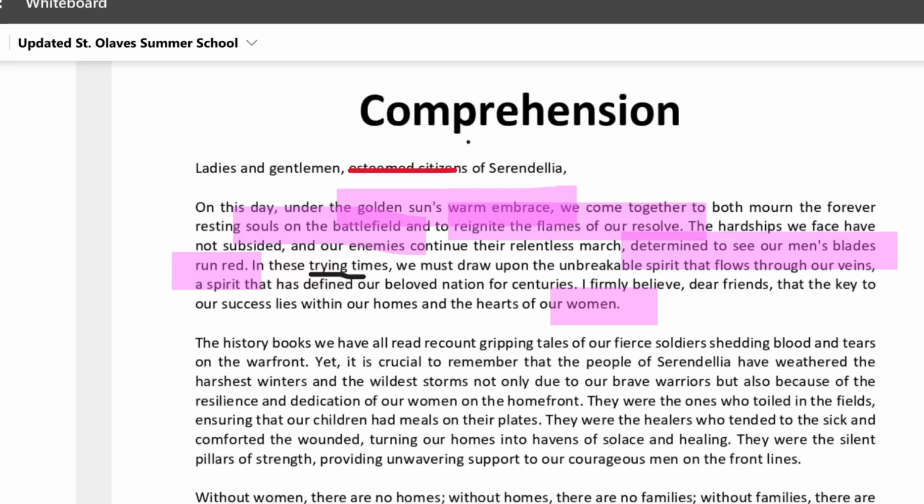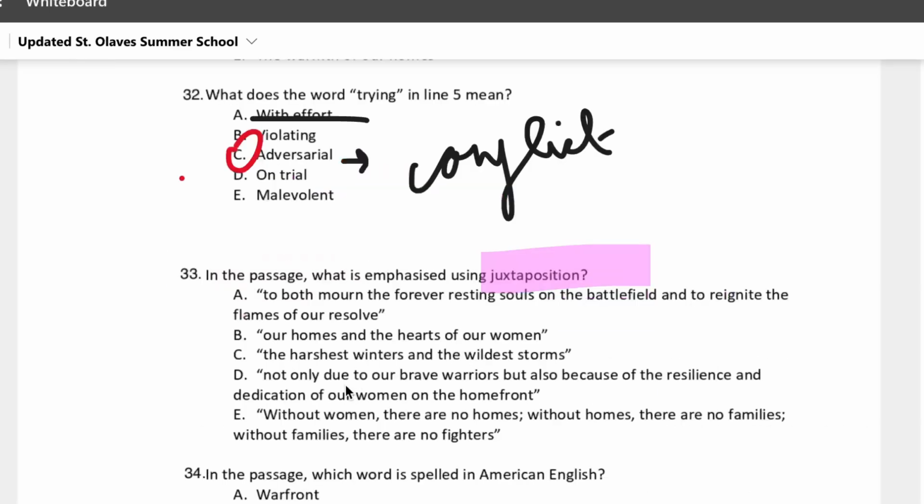We have quite a warm setting under which the speech is happening. It's warm, however, they're having quite a morbid occasion. They're having to mourn the souls on the battlefield, but they're using this juxtaposition next to this fiery sun to reignite the flames of our resolve. So the sun is very fiery, but they're using that juxtaposition to emphasize how the flames won't be put out, they'll continue to stay inspired. Therefore, this direct contrast with the sun's warm embrace and the topic they're talking about is using juxtaposition. Therefore, A would be the best solution.